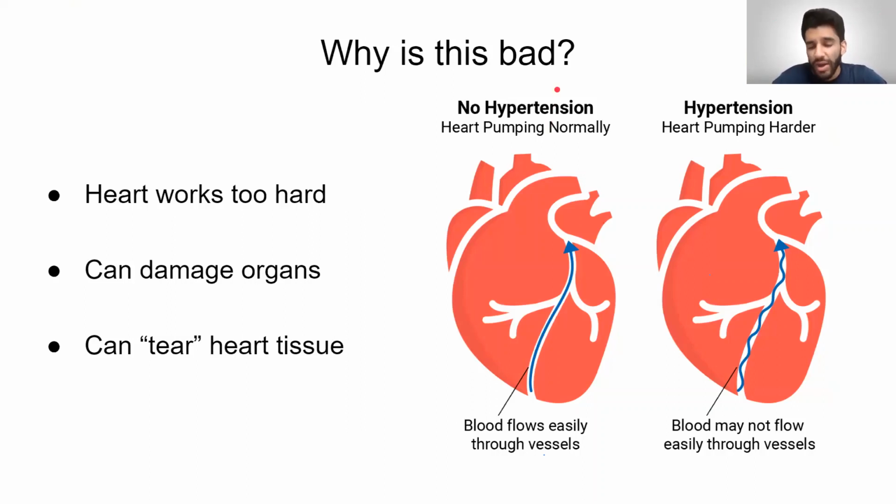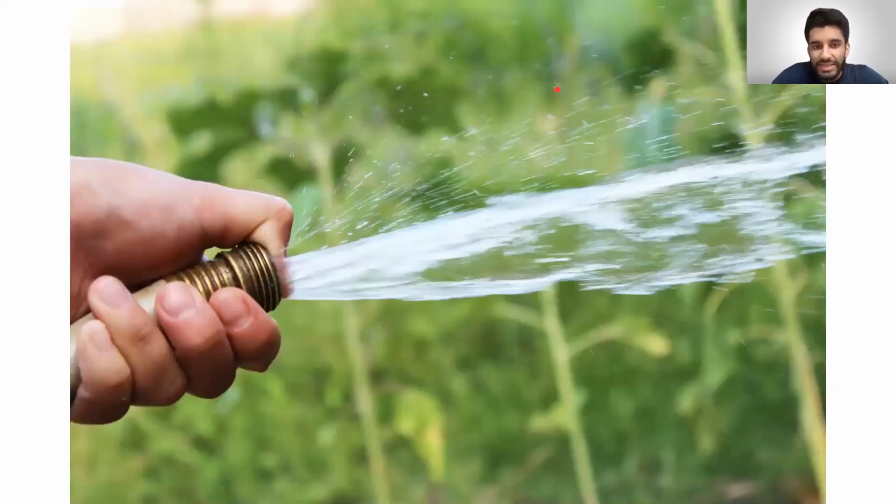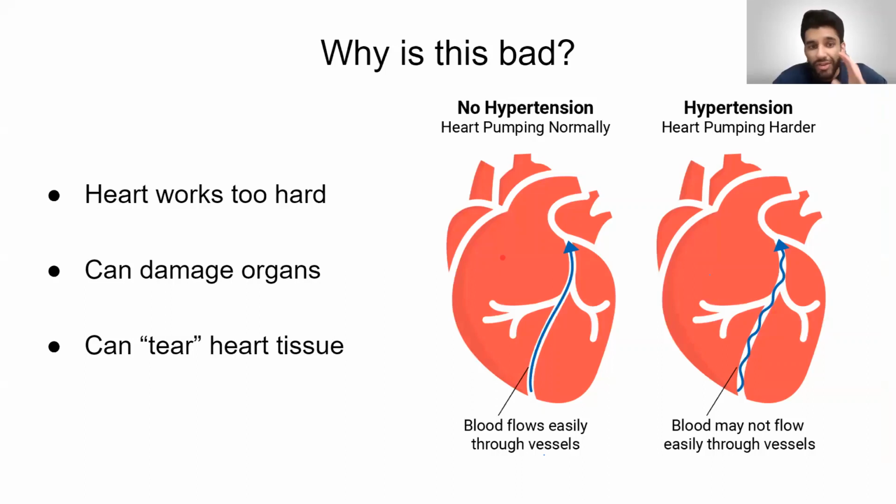But the reason why this is bad is multiple-fold. So firstly, because of this increased demand, because you're going from this to this, like a faster flow that's more vigorous, your heart has to work a lot harder to keep up with the blood. So your heart has to start beating faster. And if your heart starts working too hard, that can damage heart tissue, and that can actually thicken heart tissue.